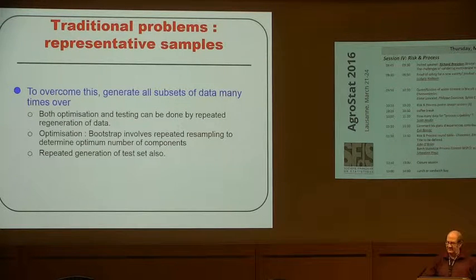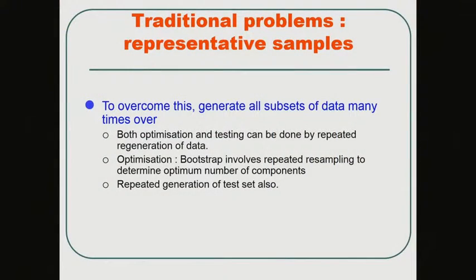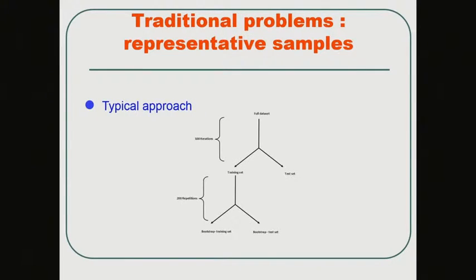Hopefully not everybody will walk out, but we want to regenerate the test set and we want to regenerate the optimization set many, many times over and do both, not just do one of them. And a way to do it might be this. So here is your full data set. I divide it into test and training set, and I divide it 100 times over.